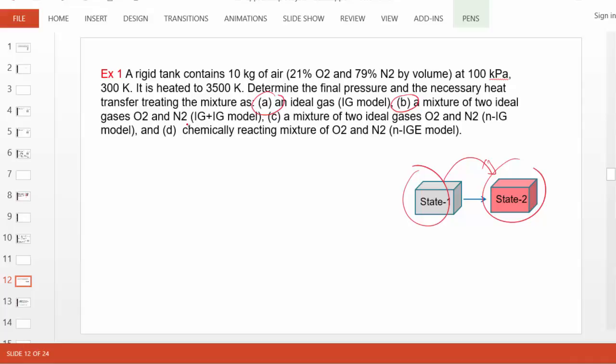nitrogen, in part b. And in part c, again a mixture, but this one uses the NIG model, which allows as many gases as you want in a mixture. A binary mixture only allows two gases. And finally, a chemically reacting mixture. In other words, oxygen and nitrogen are being heated. It's possible that they may react to produce some NOx, like nitrogen monoxide, nitrogen dioxide, etc. The common term is NOx. So this is a very ambitious problem.